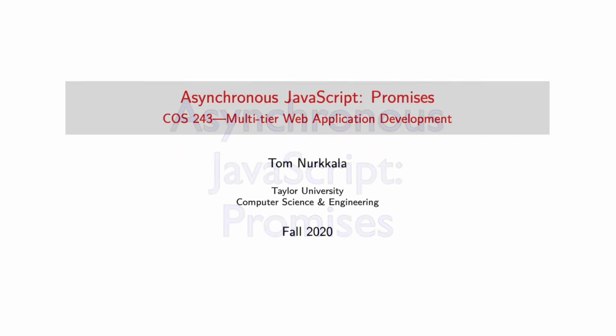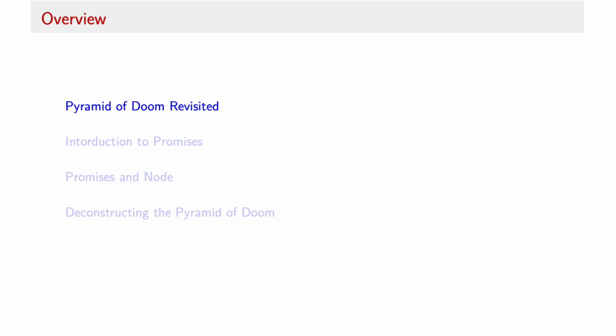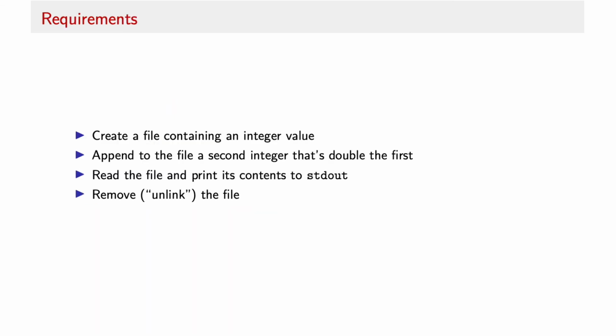Continuing our quest to be able to write asynchronous JavaScript, we're going to take a look today at promises. I want to go back and revisit the pyramid of doom a little bit, but let me first lay out a set of requirements for what we want to try to write here. We're going to look at doing this using callbacks and see the pyramid of doom again, and then we're going to look at how we do it using promises.